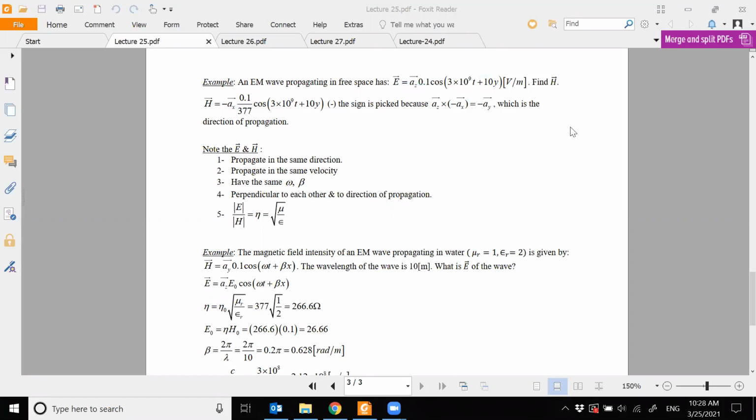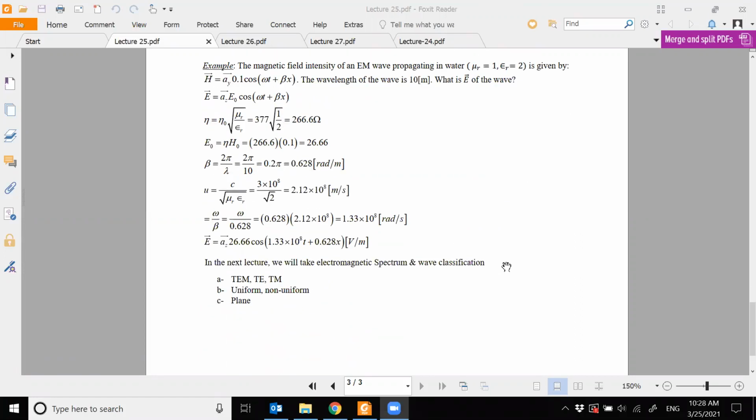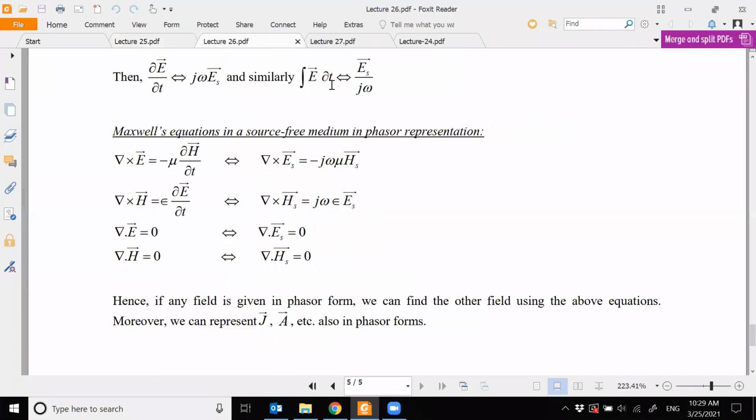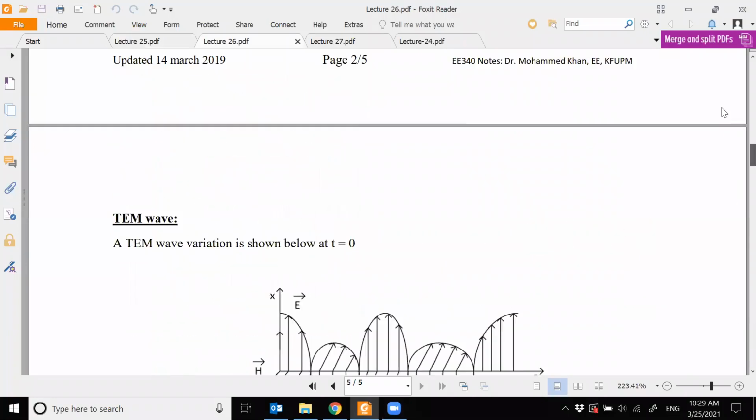Now, this is another example. This example, guys, I'm leaving it to you. So you can look at this example at home. Okay, so now let's go to our next lecture.